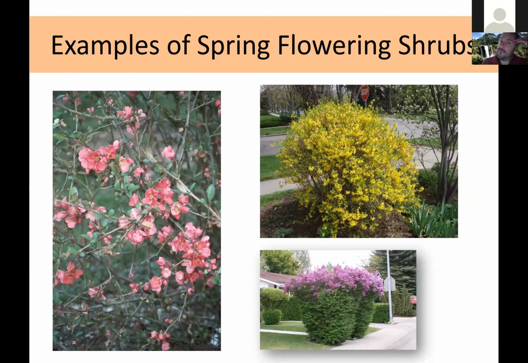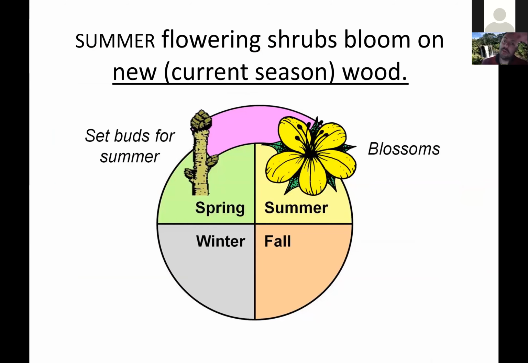The other general type of shrub, flowering shrub anyways, is summer blooming shrubs. So summer blooming shrubs have a little plan. In the spring, new growth is produced. On that new growth are flower buds, and those flower buds open that summer. So they're produced in the spring and open that summer. Examples of that would be hydrangea, blue mist spirea, Japanese or bumald spirea, and a host of others.